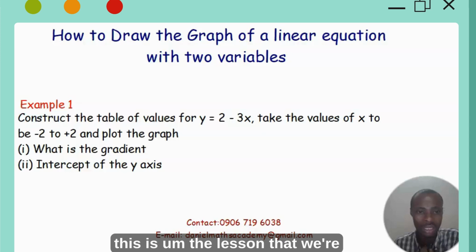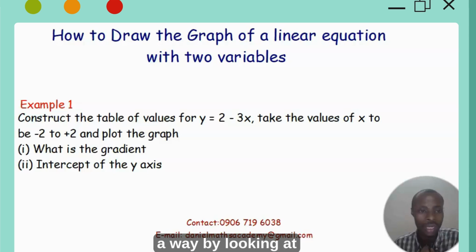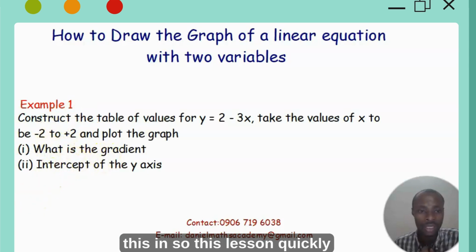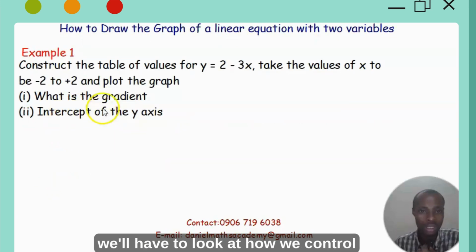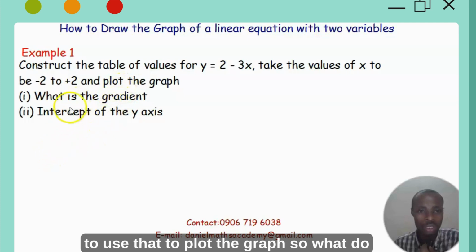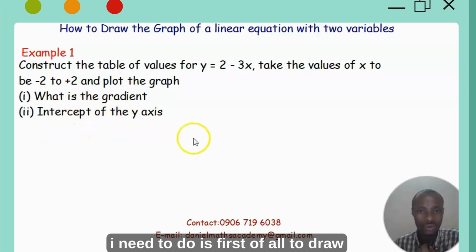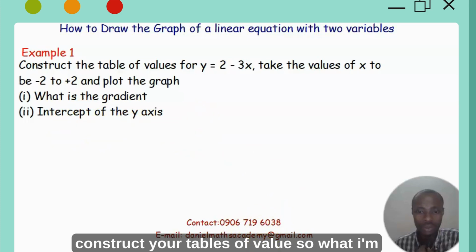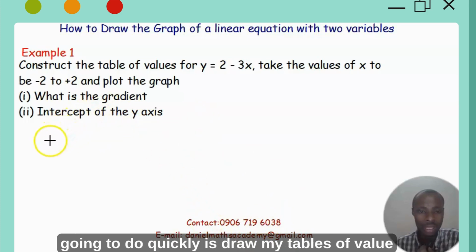Alright, so this is the lesson that we're looking at today. So let's begin. In this lesson, we'll look at how we could draw the table of values first of all, and then we're going to use that to plot the graph. So what I need to do first of all is to draw the table of values. This is how you're going to construct your table of values. So quickly, I'm going to draw my table of values.